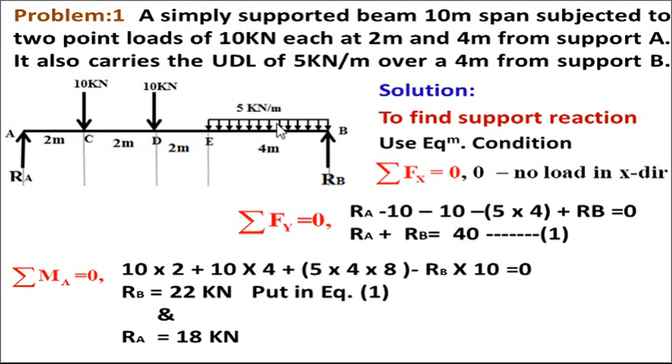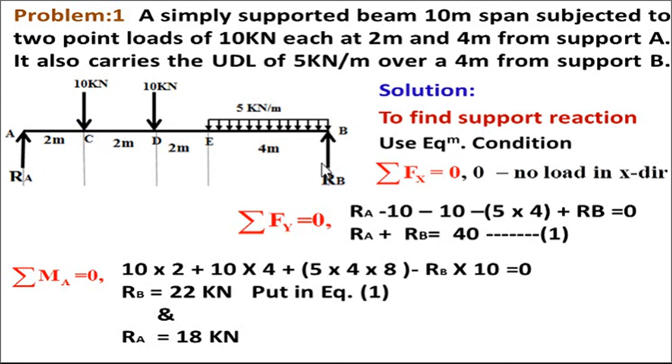This total UDL will be 5 into 4. And where will this UDL act? It will act at the center of 4, means 2 meter from support B. From support A it will be 2 plus 2 plus 2 plus 2, central distance up to center is total 8. So total load will be 5 into 4 into 8, about 8. Same I have written here. 5 into 4 into 8 minus RB into total span 10.